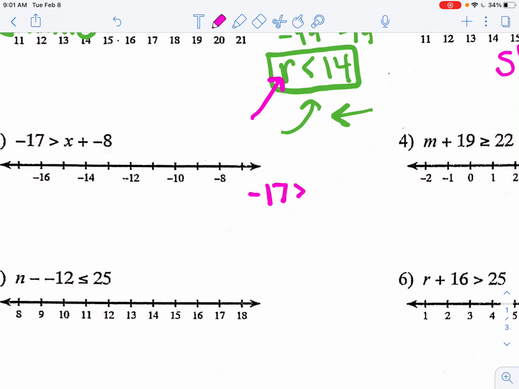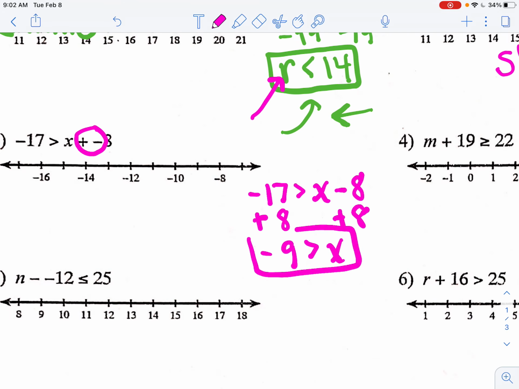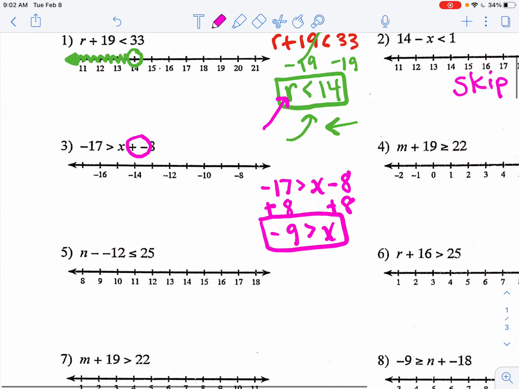Negative 17 is greater than x plus negative 8. If you add a negative, that's the same thing as just subtracting, so that is equal to x minus 8. Add 8 to both sides. Negative 17 plus 8 is negative 9, and that's greater than x. So this is part of your answer. That is going to get an open circle on negative 9.